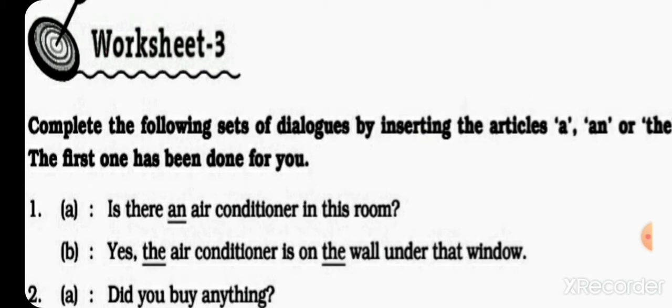Let's see part B. Yes, the air conditioner is on the wall under that window. But the second time, students, see here, yes, the air conditioner. We used here the. Why? Because it's the repetition of the same air conditioner, so we use the article the. Okay, let's move on.